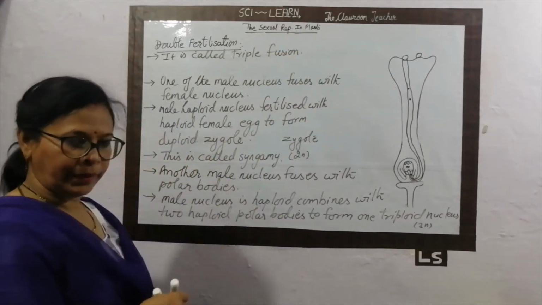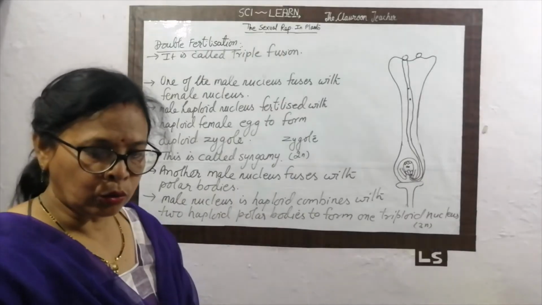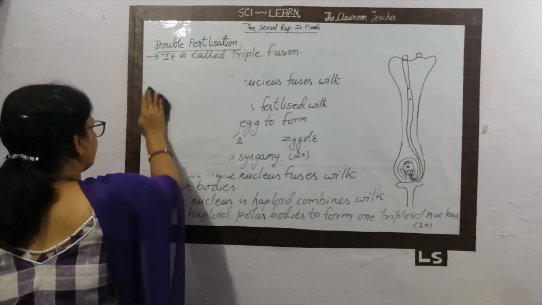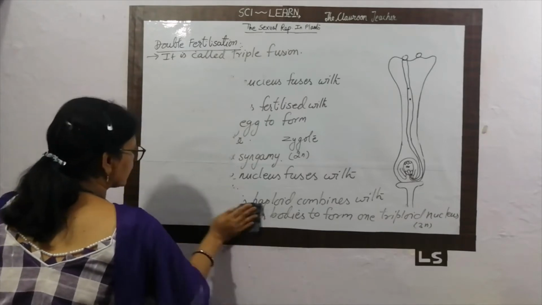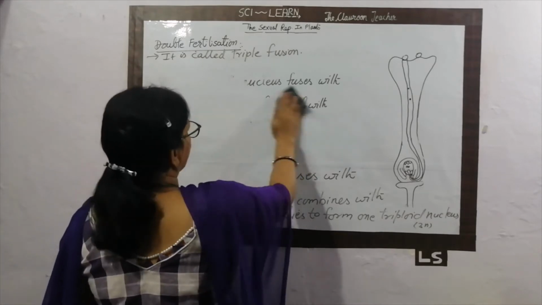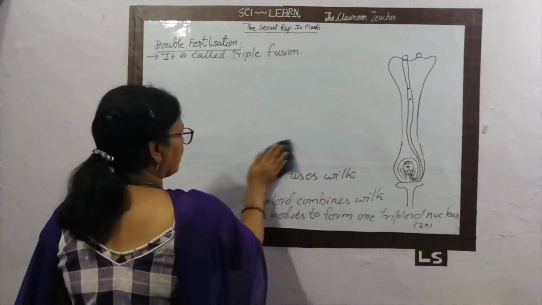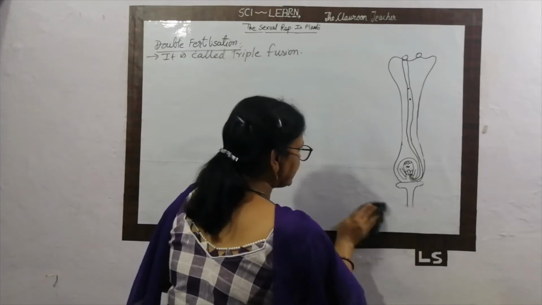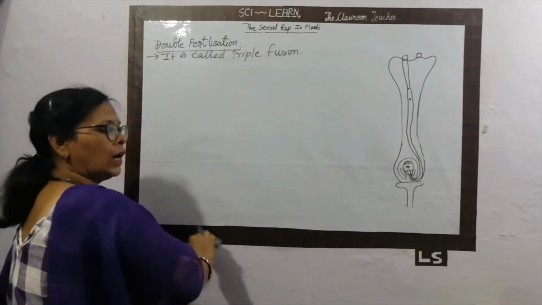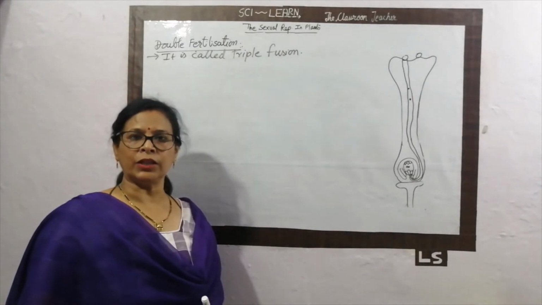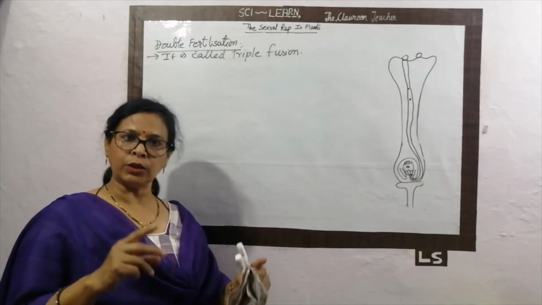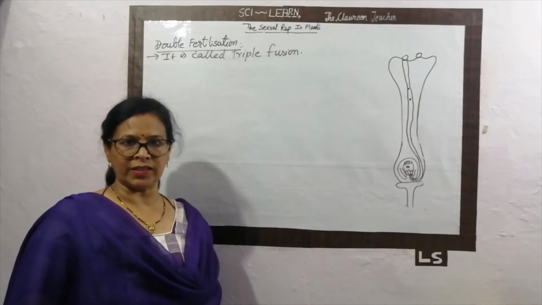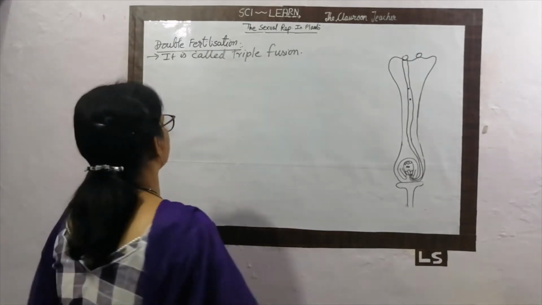Okay. Now what happened here? Look carefully. Two male nuclei are there. One male nucleus combines with the egg cell, and that is called syngamy. The second male nucleus combines with the polar nuclei, and that is called the triple fusion. It means two types of fertilization occur here. Two nuclei fertilized twice, hence it is called double fertilization.